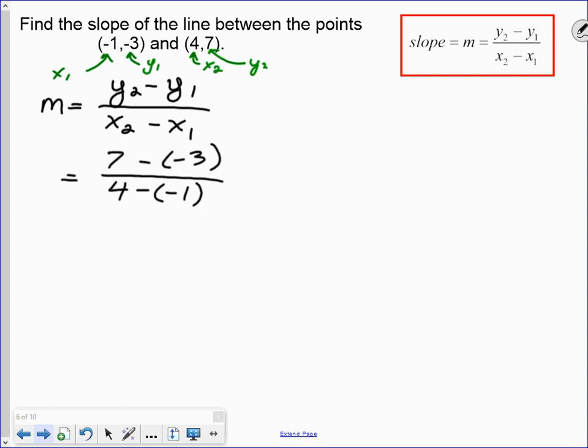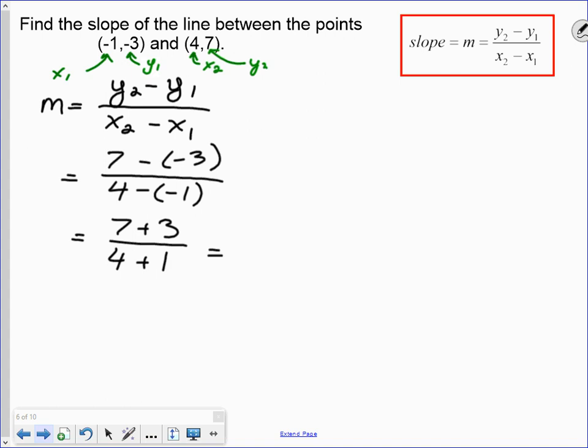So 7 minus -3 in the numerator, 4 minus -1. It helps to put these brackets in here if your x or your y value are negative, because it helps you to get the signs right, just like we did when we were working with integers. So up in the numerator, 7 minus -3, those two negative signs together give us a positive sign. Same thing down in the denominator, we're subtracting a negative, it's like adding a positive.